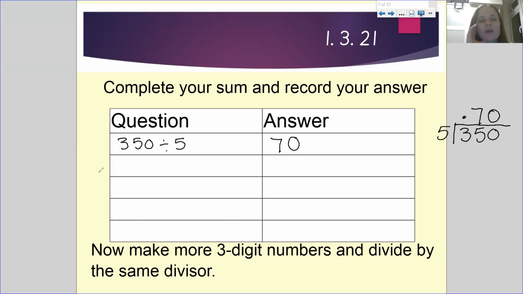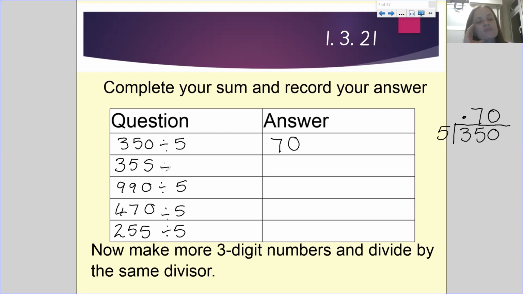You then make more 3-digit numbers. So we could have 359, 904, 70, and maybe 255. And they're going to divide by 5 for each of these numbers. And you are going to find an answer. So make sure to write your answers. Draw up this table, draw your questions, write the answers, but also show your working for these.